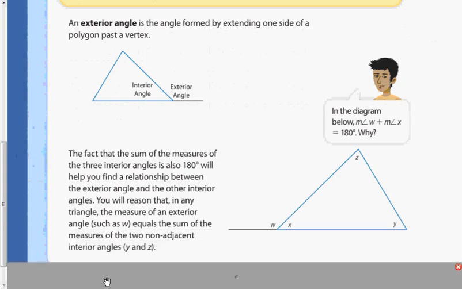The fact that the sum of the measures of the three interior angles is also equal to 180 degrees will help you find a relationship between an exterior angle and the other interior angles. So in this diagram, in your notes, we're talking about W and then the other ones, the ones that are not next to it. They're called non-adjacent. So you will reason that in any triangle, the measure of an exterior angle, such as W, equals the sum of the measures of the two non-adjacent interior angles, so Y and Z.